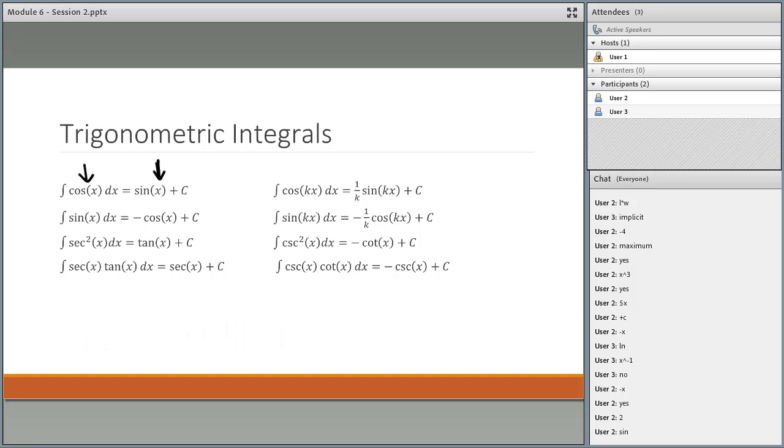So if we were talking about the integral of sine x, what did I take the derivative of to get sine x? Well, I know the derivative of cosine is negative sine.